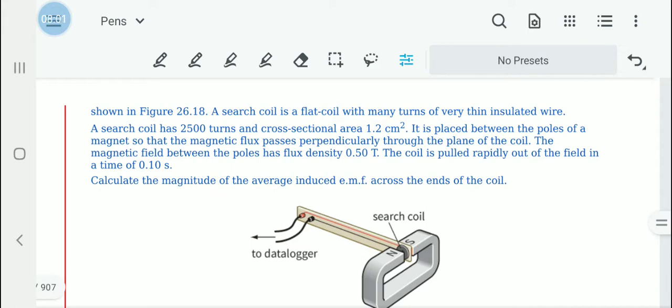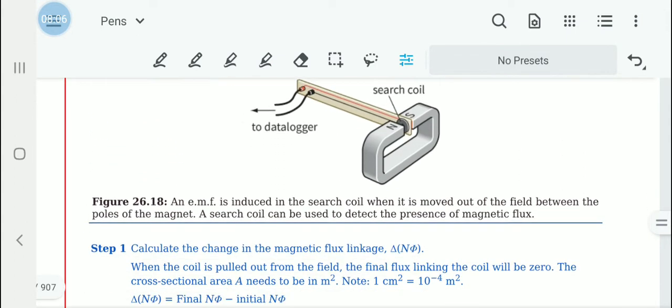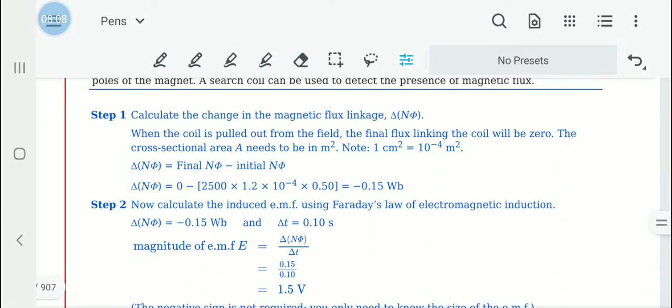Then it is pulled rapidly out of the field in a time of 0.1 seconds. So time has also been given. Now what we need to do is find the change in N phi. We need to understand that when the coil is pulled out from the field, the final flux linking the coil will be 0. The final flux is 0. Because they have given the units in centimeter squared, we have to convert that into meter squared.